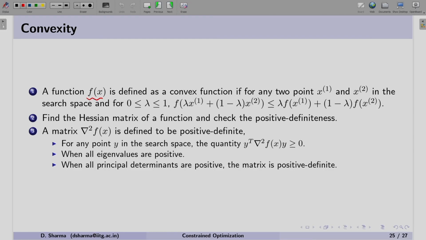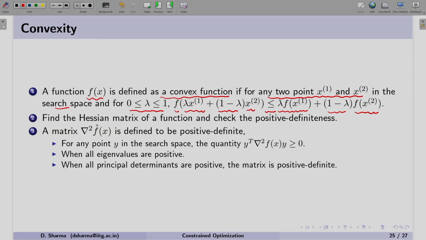The function f(x) is defined as a convex function if for any two points, say x1 and x2 in the search space, and lambda lying between 0 and 1, this condition is satisfied: the function value at lambda x1 plus (1 minus lambda) times x2 is smaller than or equal to lambda times f(x1) plus (1 minus lambda) times f(x2). This relation is valid for a single variable function as well as for a multivariable function.